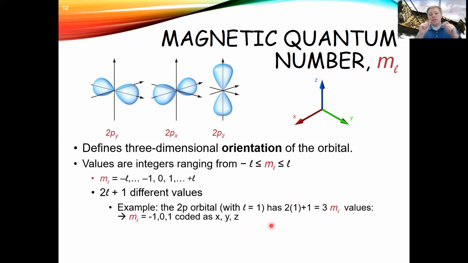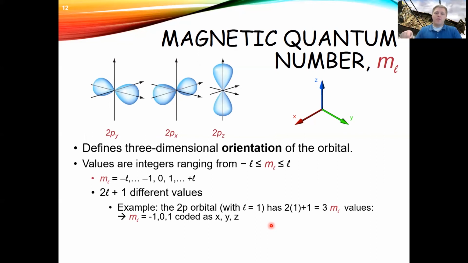Now you don't necessarily have to remember the m sub L -1, 0, 1 coding relating to x, y, z. You certainly don't have to memorize the d or f coding. What you really need to understand is what m sub L means, how it relates to L, and how it relates to the orientation of the orbital.